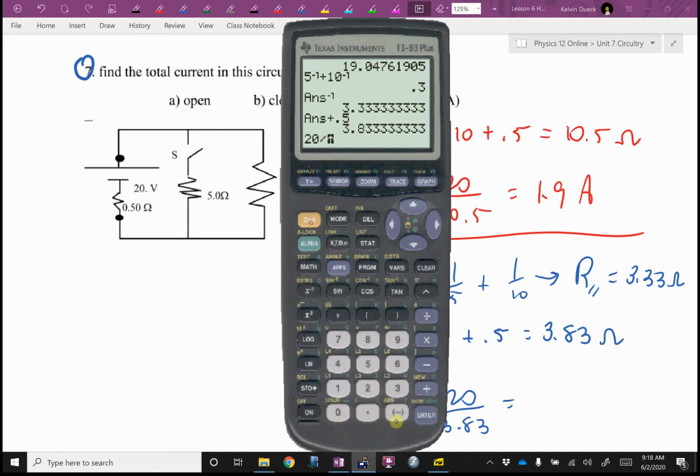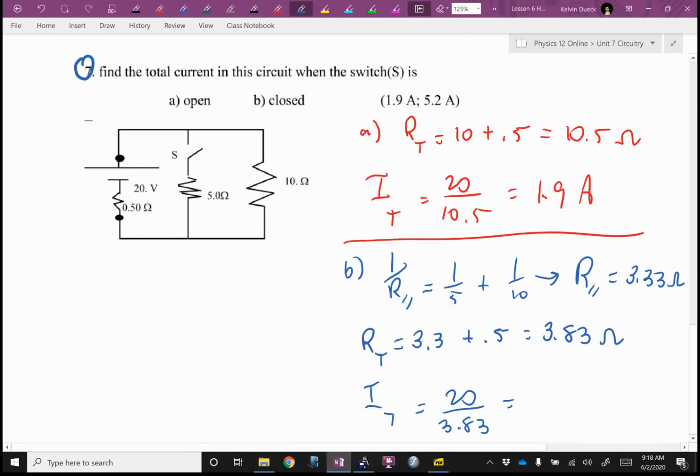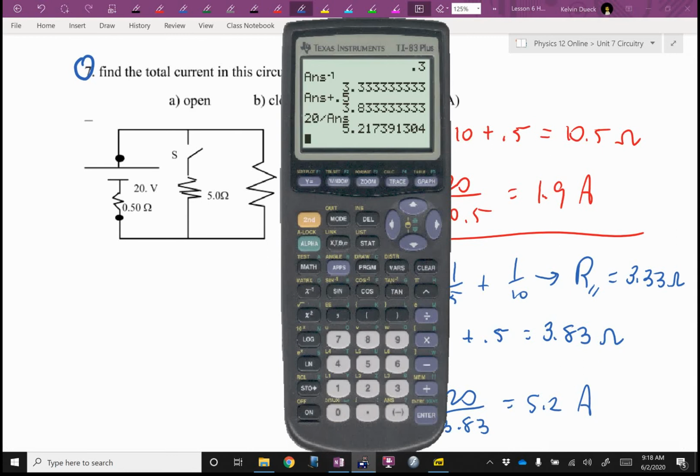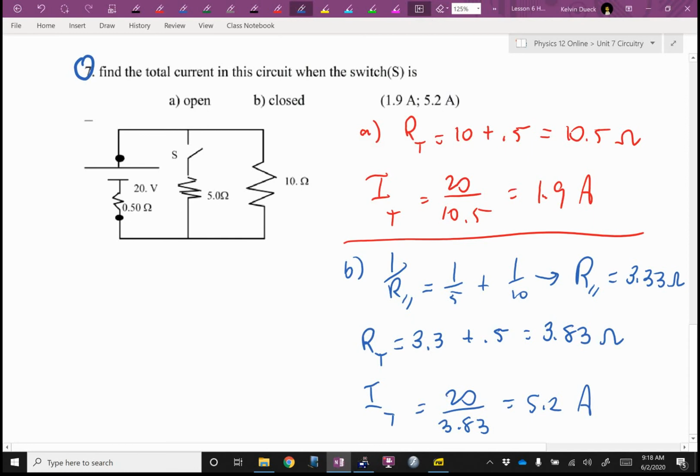20 divided by answer button, and I get 5.2 amps. So we're using way more current. By the way, the terminal voltage has also gone way down, because now if I go I times little r, that's how many volts I'm losing going through the battery. So the terminal voltage, instead of 19 volts, is 17.4.